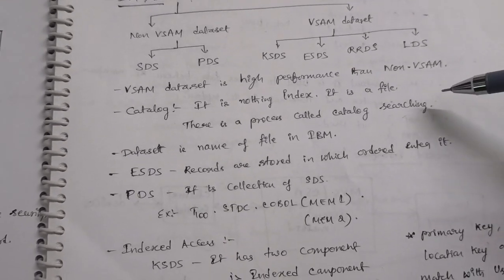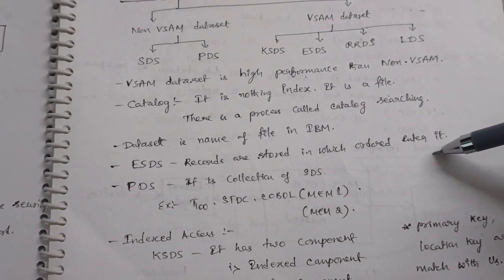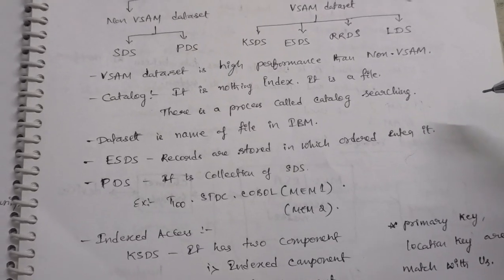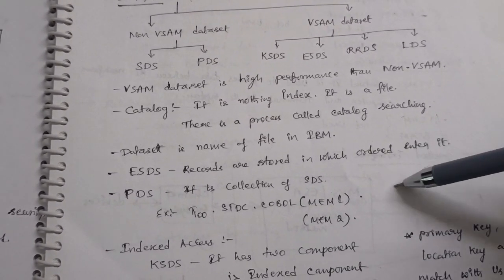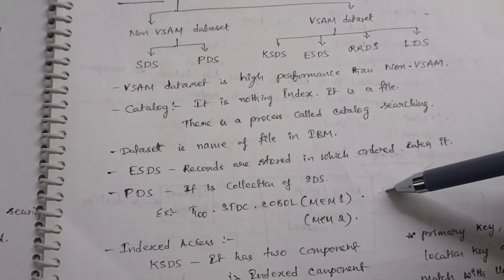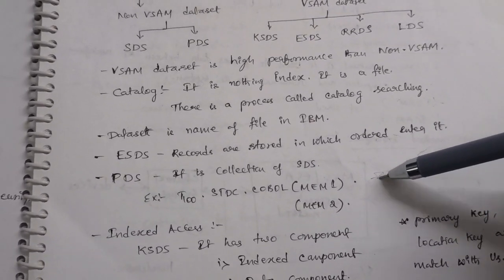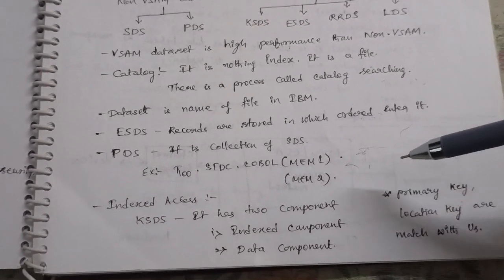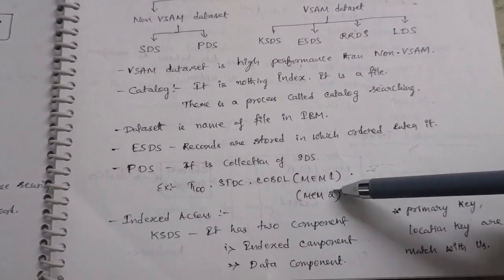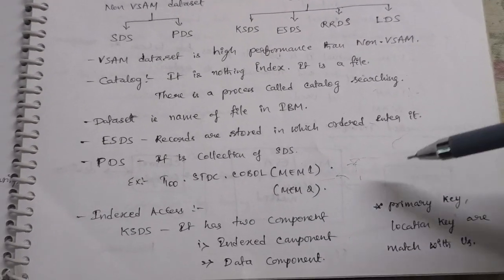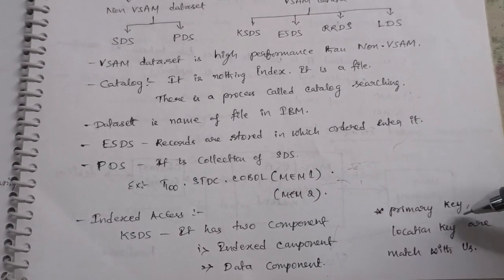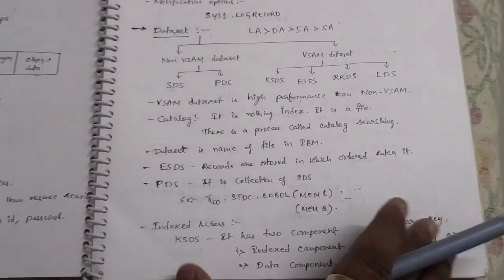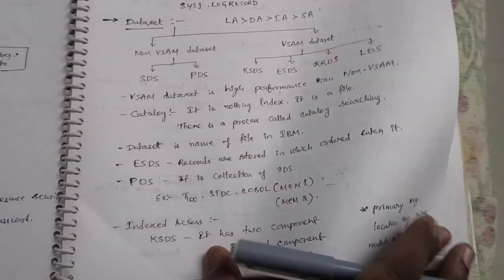A dataset in IBM is nothing but a file. An ESDS is a sequential file which is stored in the order in which records arrive. A PDS is a collection of sequential data sets. This is the format to store a PDS. And the index, this is a KSDS file having two types of component: the index component and the data component, and the primary key is located by matching with the sequential key.